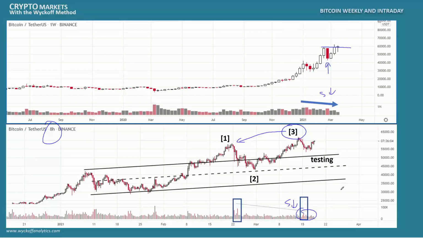So now we are currently testing this level. I think it's important to see what kind of test we will see here on the intraday. For example, we can have a higher low or a slightly lower low, but what really matters is the fact that supply is exhausted. Your remarks, Roman?